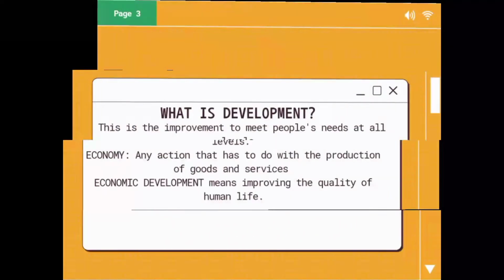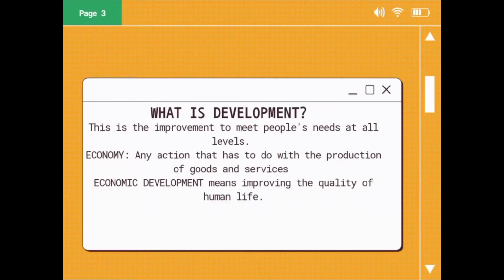Good. So we start. What is development? Development is simply the improvement to meet people's needs at all levels. Improvement. So I'll give you two practical examples here. Then I want you to identify which one is development. The first one here: renovating a road from Lusaka to Kafue.